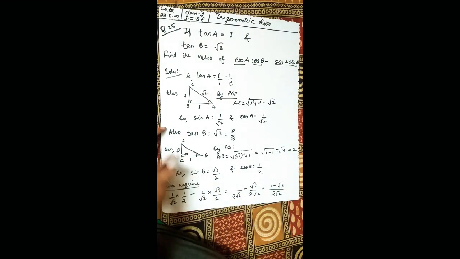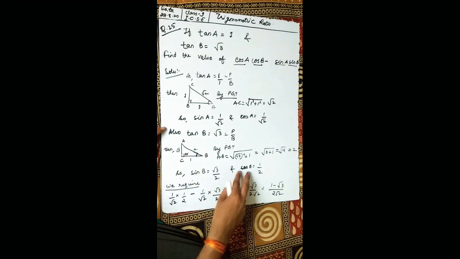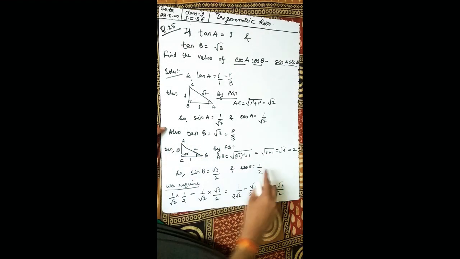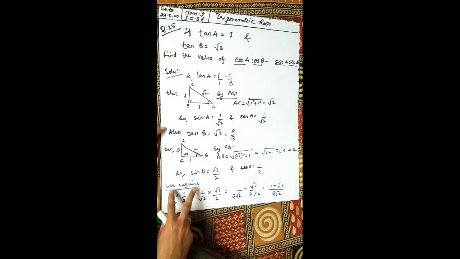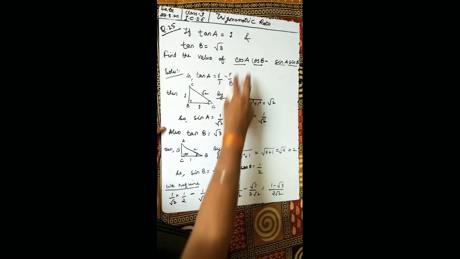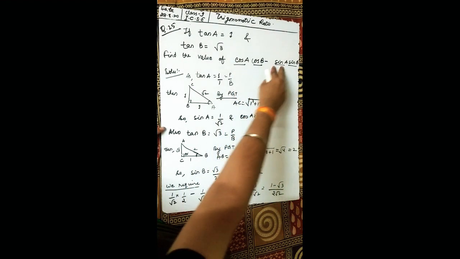Sin B will be what? Perpendicular upon hypotenuse, root 3 upon 2. Cos B is base upon hypotenuse, 1 upon 2. We require, what do we require? Cos A cos B minus sin A sin B.